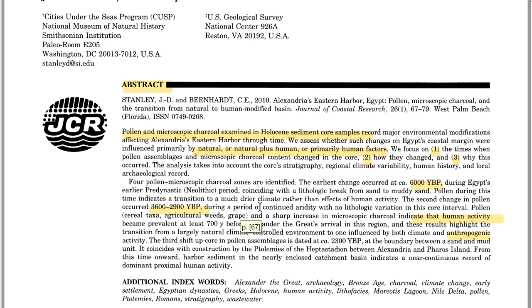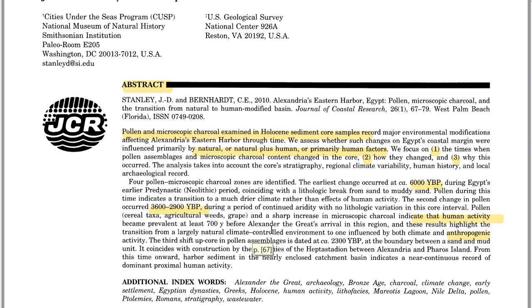And all an abstract does is pretty much tell you what the article is about. So you can read in this first sentence, and I won't be reading this whole thing to you, obviously, the first part: pollen and microscopic charcoal examined in the Holocene sediment core samples record major environmental modifications in this harbor. So what the article is about is they'll be looking at pollen and charcoal to see when people first moved into a harbor in Alexandria.